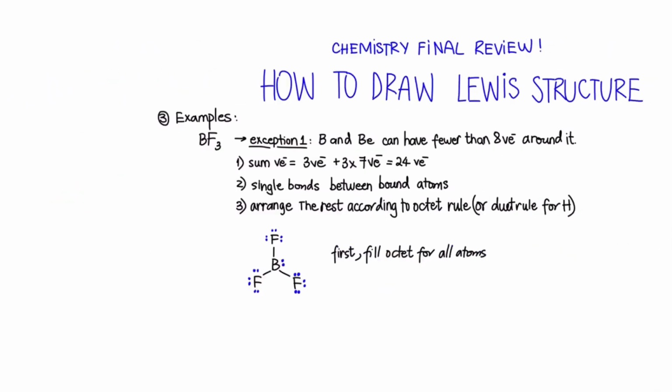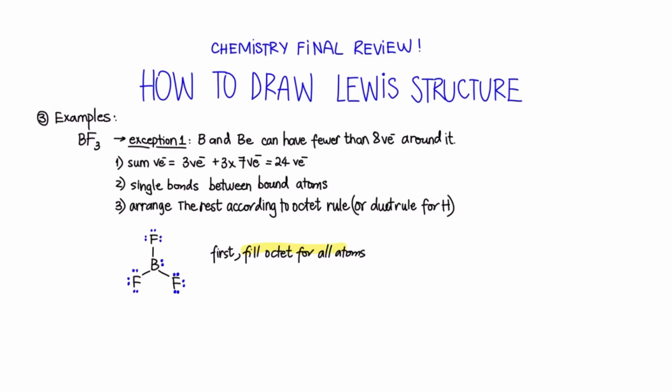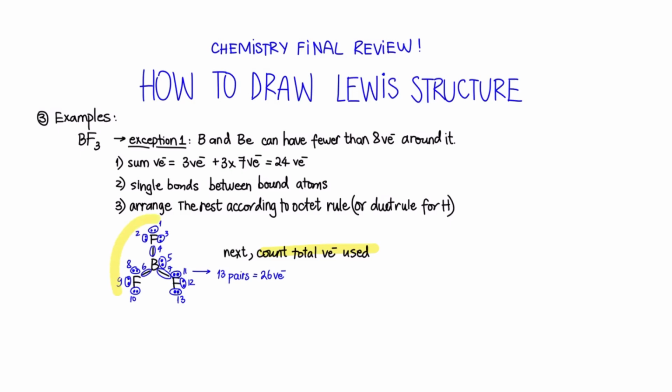As always, we will first fill the octet for all atoms. To do that, I give the center boron a lone pair of electrons and give each of the surrounding fluorines 3 pairs of electrons, to satisfy the octet rule. Next, very important, we need to count the number of valence electrons we've used so far. I count the pairs I've used, and I see that I've used 13 pairs, so that translates into 26 valence electrons.